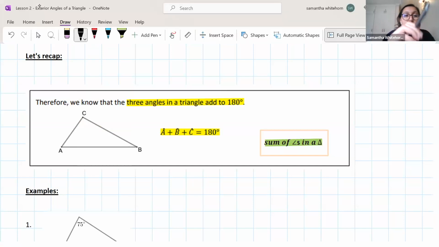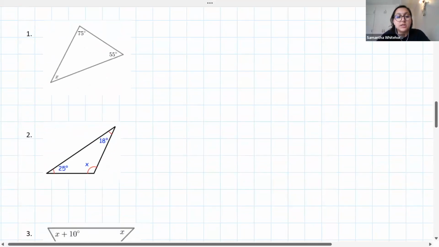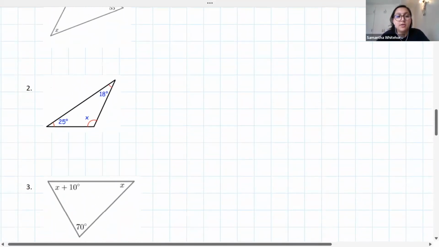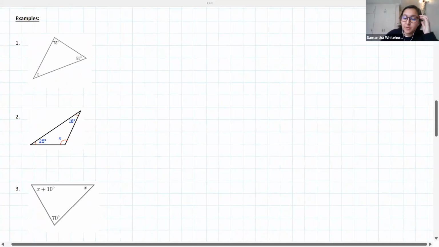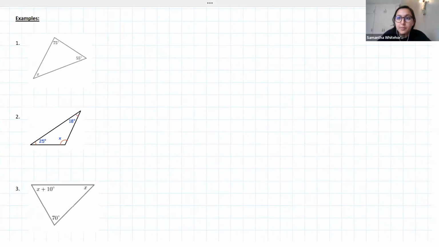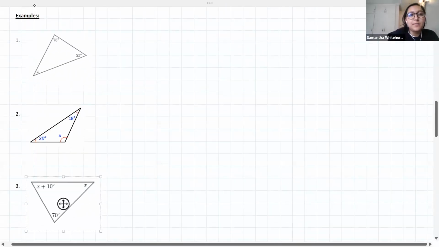So before we move on to exterior angles of a triangle, I want you guys to just give these 3 examples a try for me. I want you to recap, revise, go back to what we spoke about on Monday. Go back in your notes, have a look. I want you to use that sum of angles in a triangle, and find X for me in all 3 of these questions.